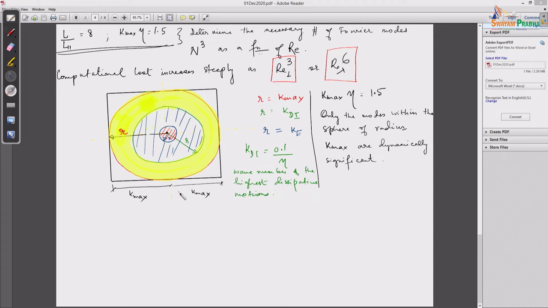If you take a domain which is of a diameter of 2 k max, k max being the wave number of the highest dissipative motions, then this is my domain which I'm looking at. It's a sphere of diameter 2 k max, or radius k max, and in this band shown in yellow, most of the dissipative motions, or most of the motions, actually lie here. Only 0.02% of the energy containing modes lie somewhere here. The inertial subrange is located somewhere over here, and the maximum peak of the spectra, which we had also seen from the experimental distribution, is somewhere over there.